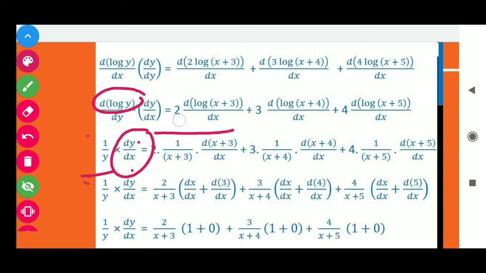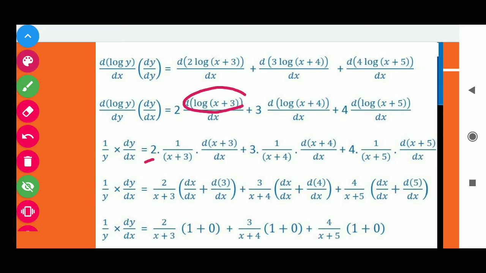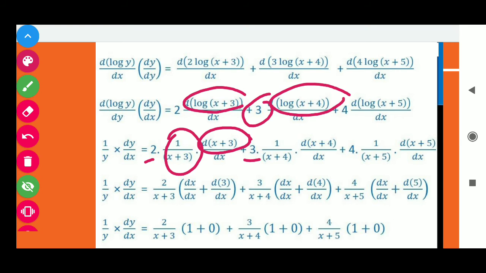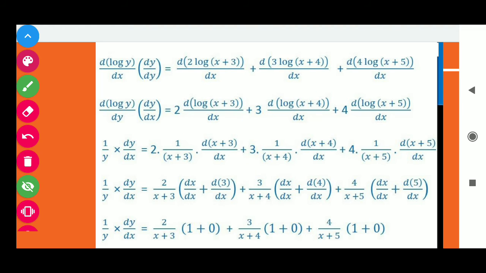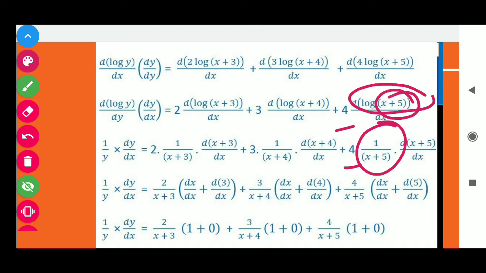And here 2 is constant, so we will write 2 as it is, and the derivative of log x plus 3 is 1 over x plus 3 and the derivative of x plus 3 is 1. Similarly 3 is constant, we will write as it is. Derivative of log x plus 4 is 1 over x plus 4 and derivative of x plus 4 is 1. So students, you can see this is very easy. You have to just learn all the formulas of derivatives. Similarly 4 remains as it is. Derivative of log x plus 5 is 1 over x plus 5 and derivative of x plus 5 is 1.